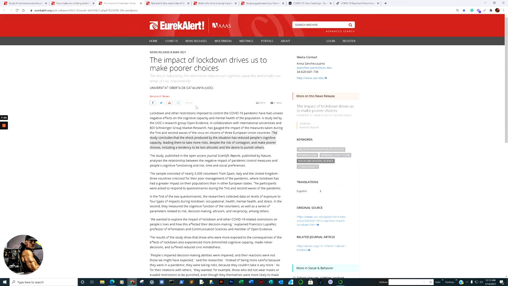trivia, but still important. Impact of lockdown drives us to make poorer choices. All right, could possibly be the lockdown itself, but again, that's publisher bias. The study concludes that the shock produced by the situation has reduced people's cognitive capacity, leading them to take more risk despite the risk of contagion and making poor choices, including a tendency to be less altruistic and the desire to punish others.